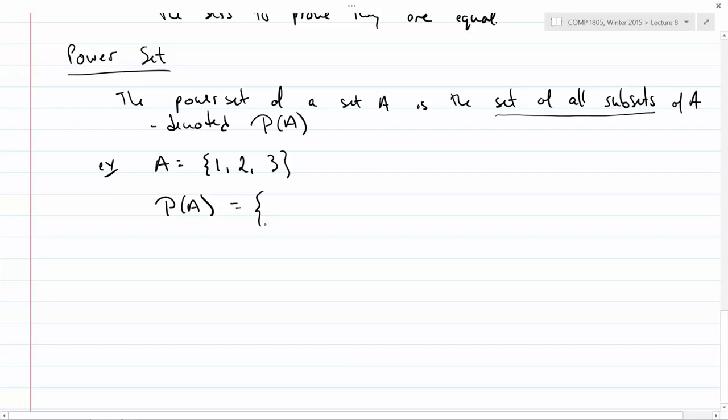All right, so let's start doing that. Right off the top, we know that the empty set is a subset because the empty set's a subset of every set. What are the other subsets of A?